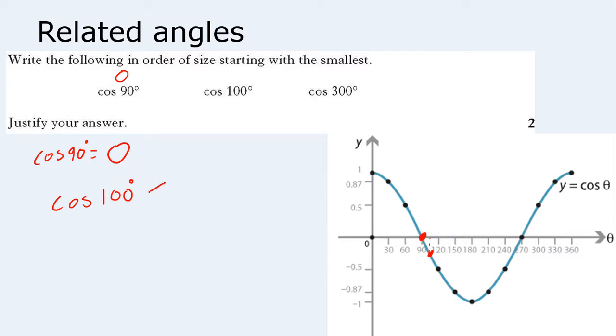it's going to be less than 0, because it's below the x-axis. Cos 300, so I'm just going to put that, is going to be less than 0. And here, I can just put a negative sign, that's negative. It's probably the easier way of saying it. Cos 300 is here. Okay, and again, that's clearly positive.